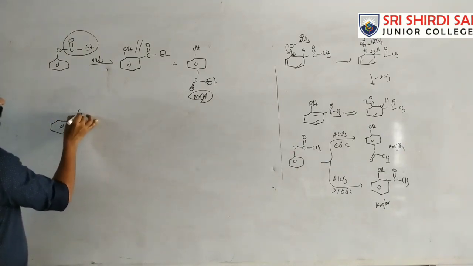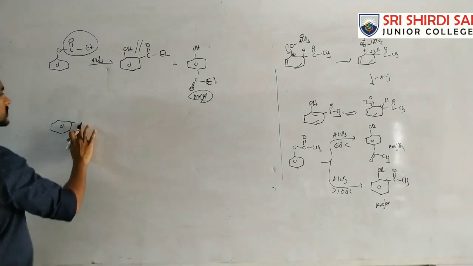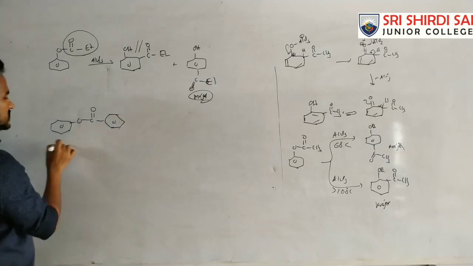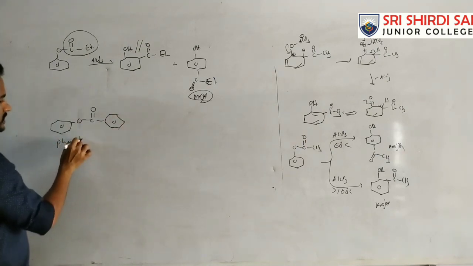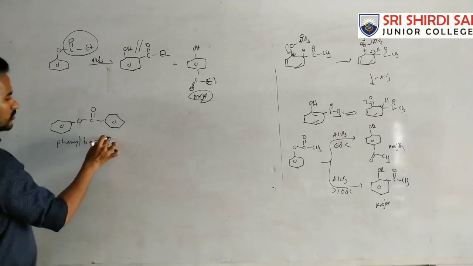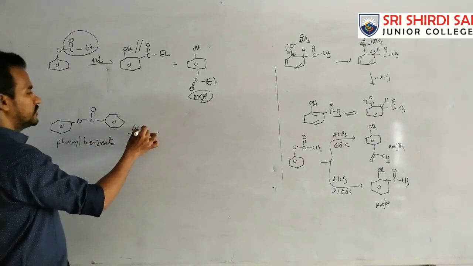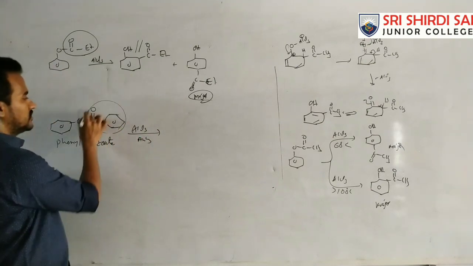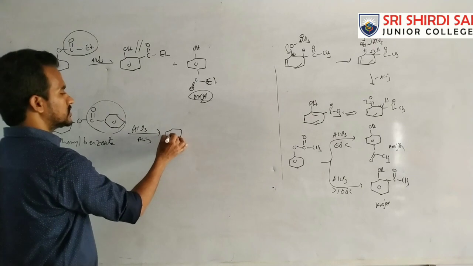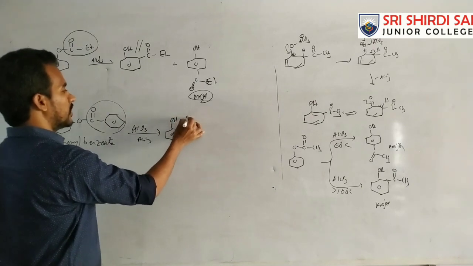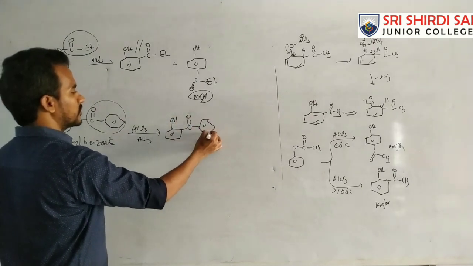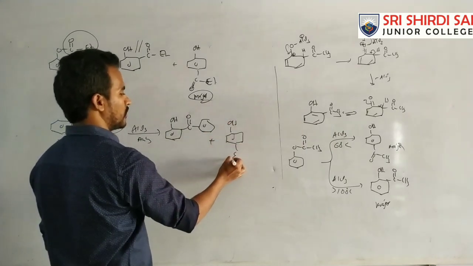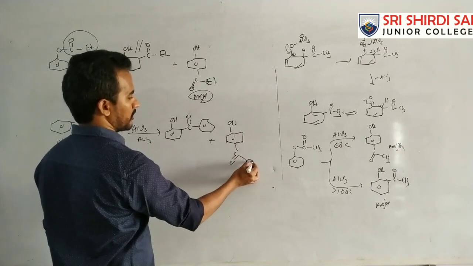Suppose we have O C double bond O, and this is again a benzene ring. This is phenyl benzoate. In the Fries rearrangement with anhydrous AlCl3, the CO phenyl group is placed at the ortho position or para position, giving this product plus the para product.